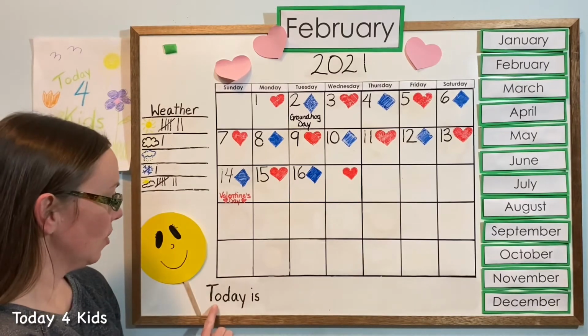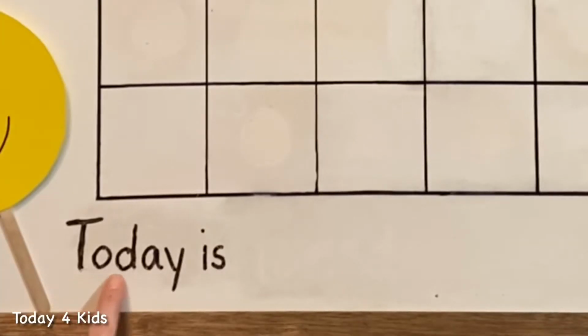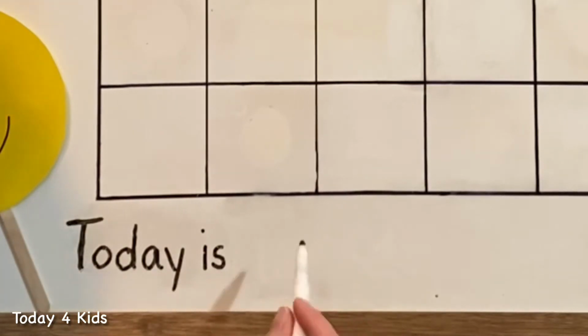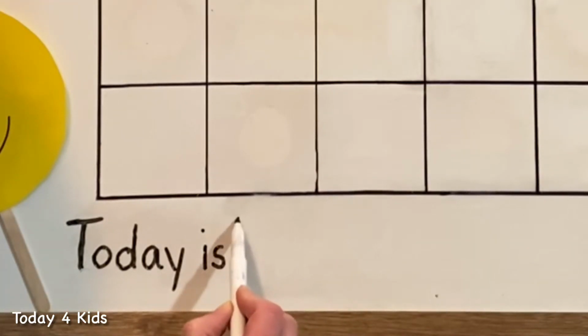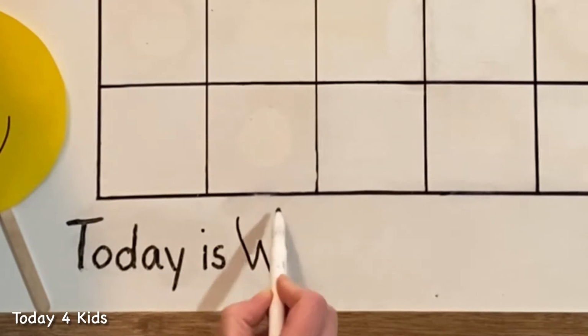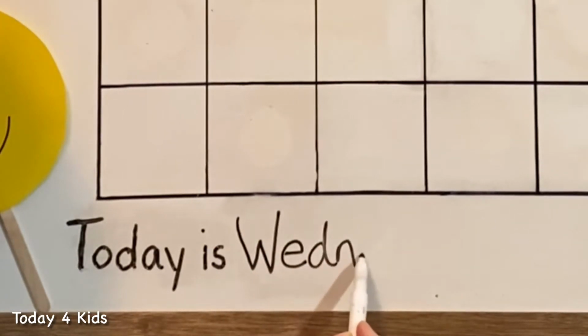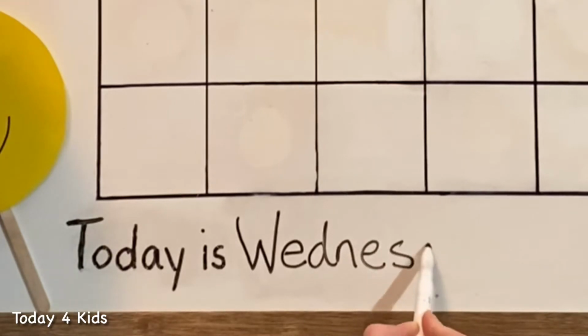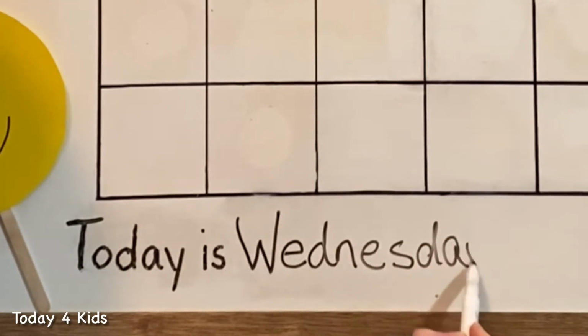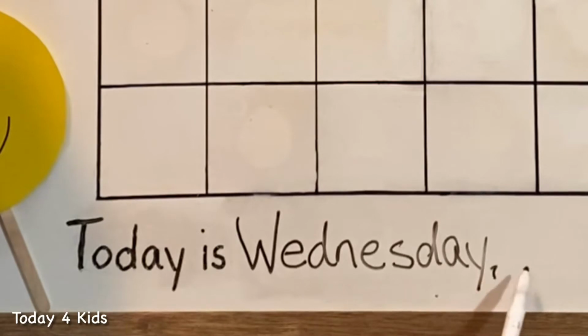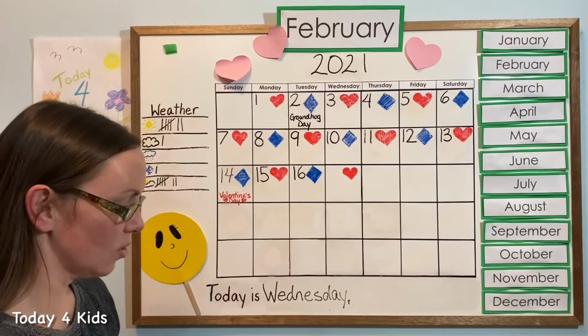Let's put it into our sentence. And our sentence begins with today is, and today has a capital T because it's the first word in our sentence, and we always capitalize the first word in our sentence. So today is Wednesday, and we're going to put a capital W because it's the name of the day. W, E, D, N, E, S, D, A-Y, and then a comma before our next word, and our next word is going to be the month.